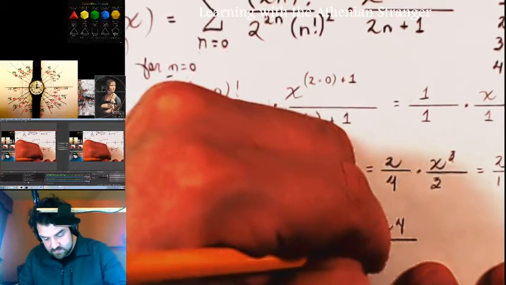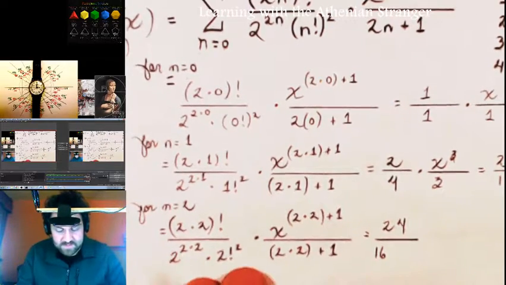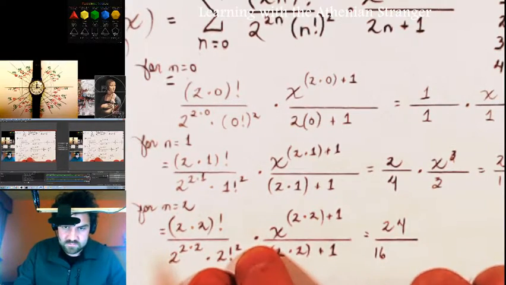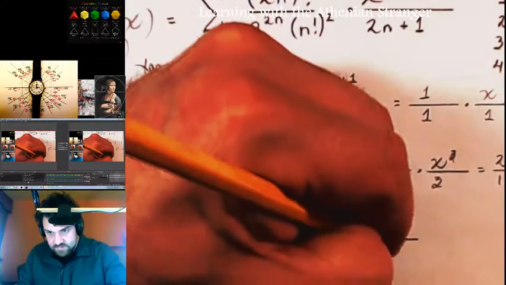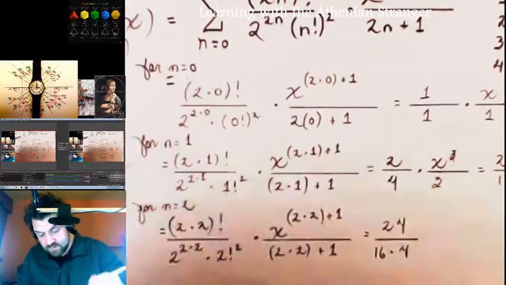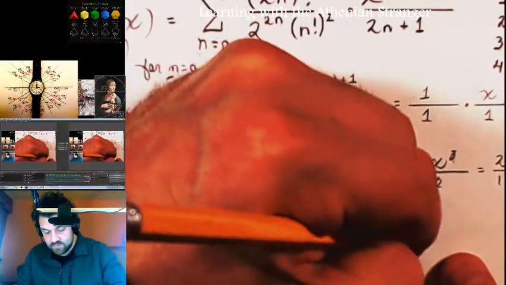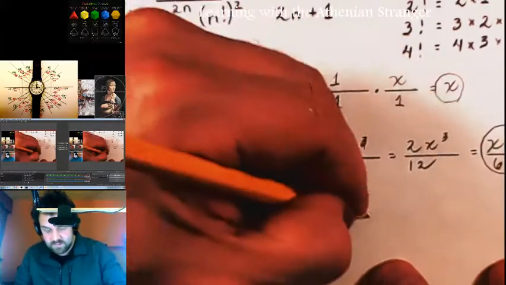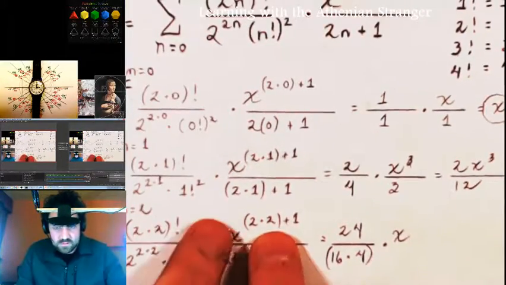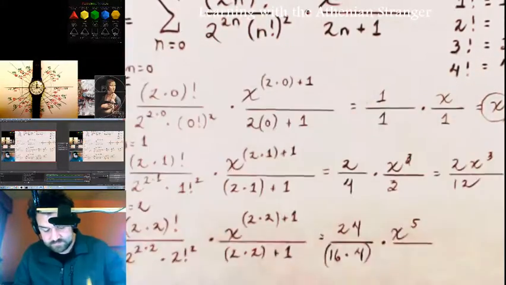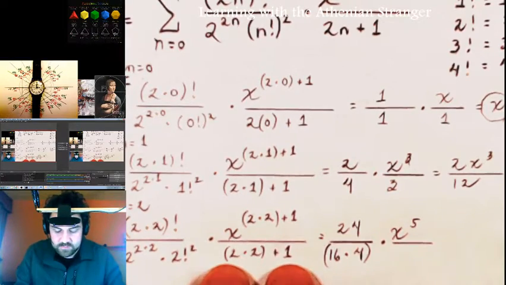I'm not done yet. And now I've got to look at this guy right here. What's 2 factorial? 2 times 1 is 2. 2 squared is 4. 2 times 2 is 4. So over here in the denominator, I've got 16 times 4. Okay? Fair enough. Now, let's leave that alone for now. Just put it in parentheses so we know we have to multiply that out. Now, let's evaluate this guy right here. So it's just x. Now, 2 times 2 is 4, plus 1 is 5. So that's x to the 5th, no mystery there, over 2 times 2 is 4, plus 1 is 5.